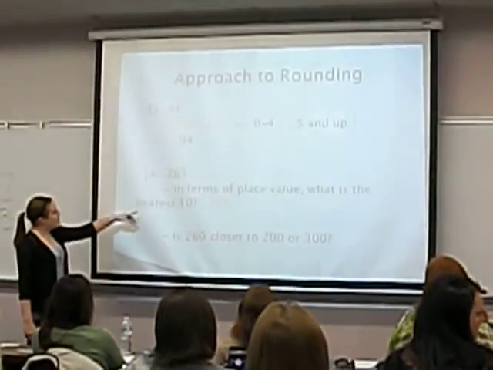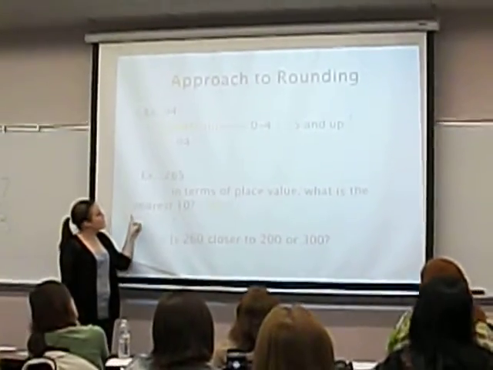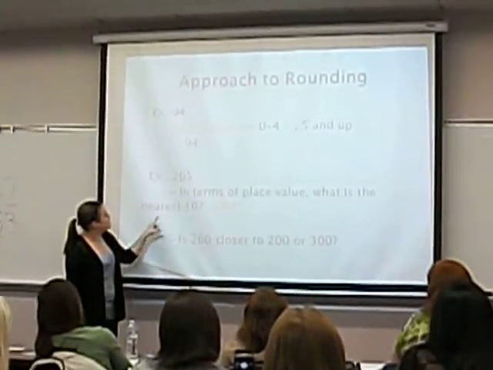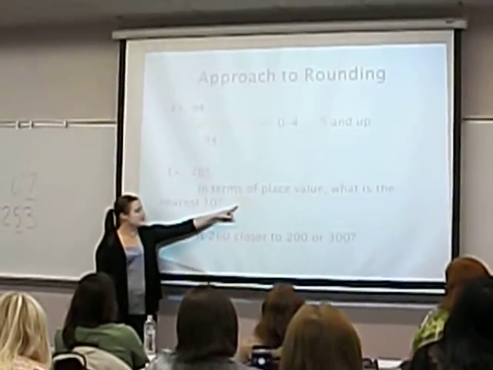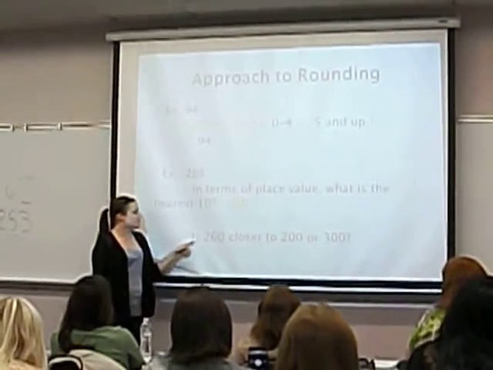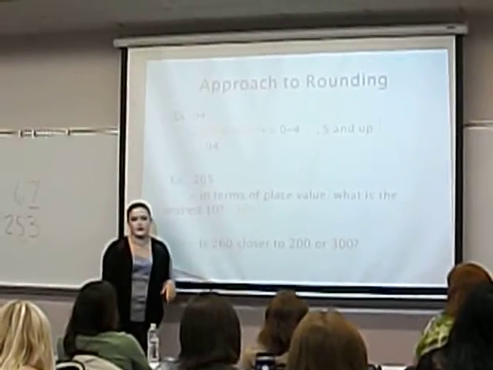But for 265, in terms of place value, what is the nearest 10? So we look at the 6. Nearest 10 would be 260. Then it asks the students, okay, is 260 closer to 200 or 300?